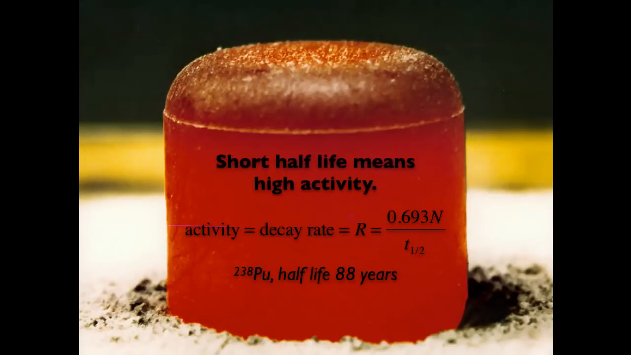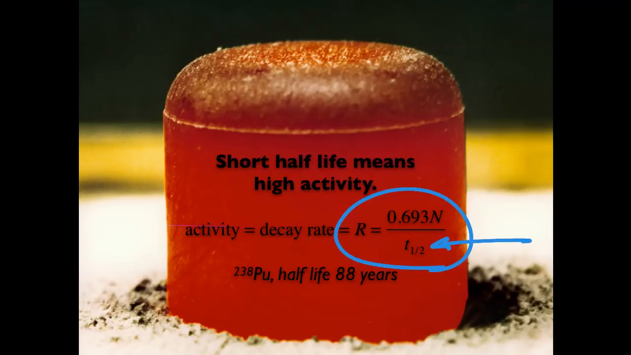Now here's something that I want to stress. Short half-life means a high activity. Because if I have a short half-life, it means the atoms are very likely to decay in the next interval of time, and so as a consequence, there's going to be a lot of atoms which are decaying. Short half-life, high activity, and the activity or the decay rate is equal to 0.693 times the number of atoms divided by the half-life. And so you can see if I have a short half-life, I'm going to have a big activity.